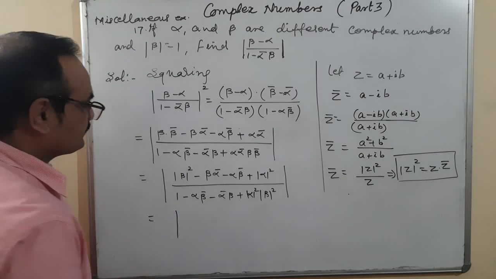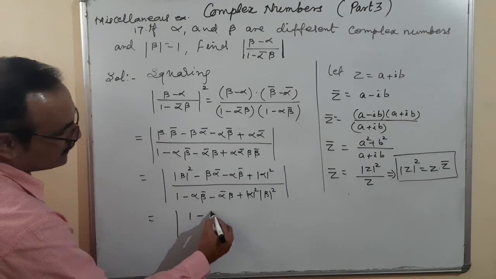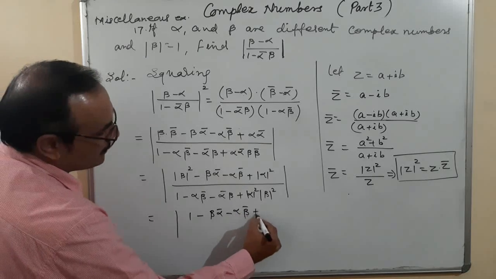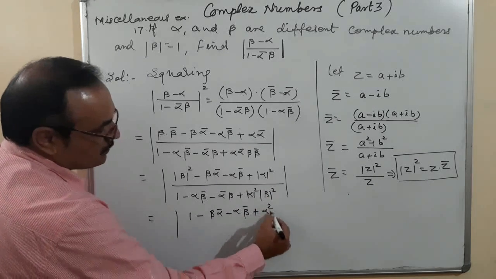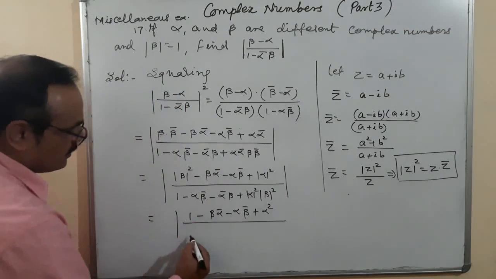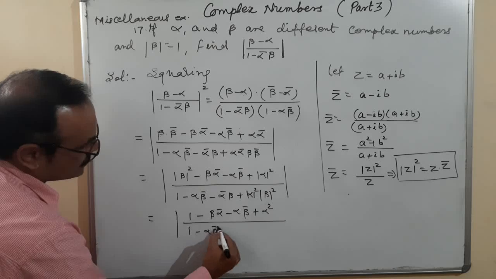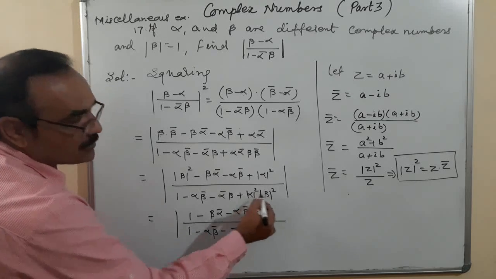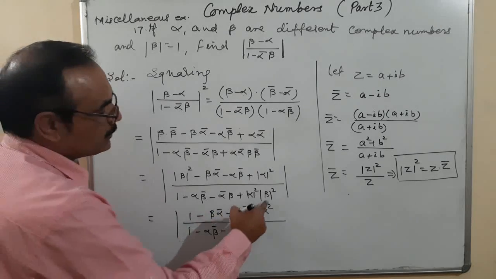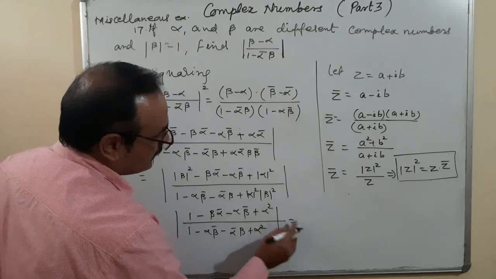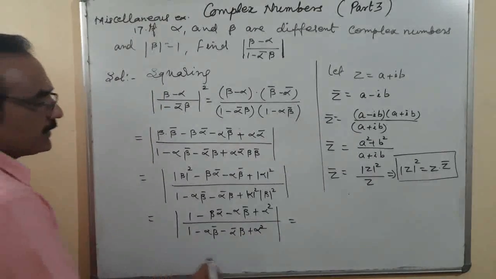Where there is a beta conjugate whole square, we can put here 1. So it is 1 minus beta alpha conjugate minus alpha beta conjugate plus modulus alpha square, same thing, upon 1 minus alpha beta conjugate minus alpha conjugate beta plus beta conjugate beta, magnitude beta square, that is 1, alpha square.